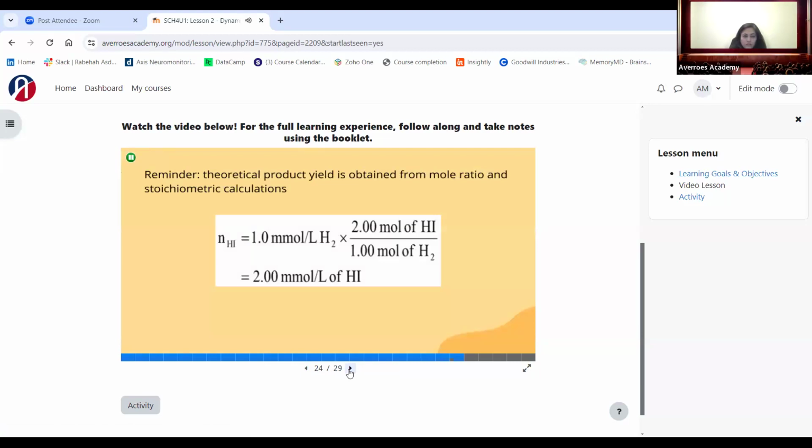Just a reminder that that theoretical product yield of hydrogen iodide, that 2.00, that value was obtained from your mole ratios and your stoichiometric calculations. So going back to that chemical reaction, right, the balanced chemical reaction of hydrogen plus iodine gas yielding hydrogen iodide, it's a 2-to-1 ratio of HI to H2. So you can calculate your amount of HI following those mole ratios from your chemical reaction, giving you 2.00 millimoles per liter of hydrogen iodide.